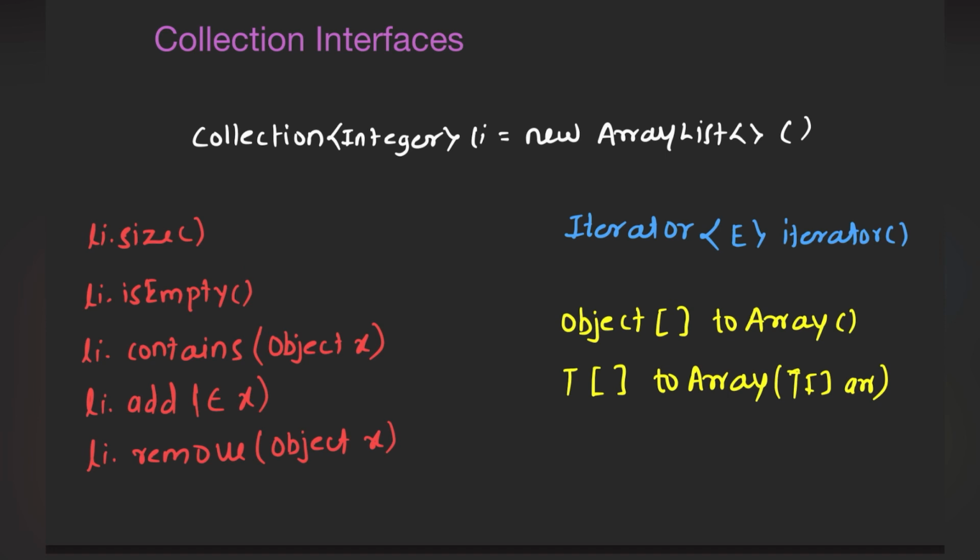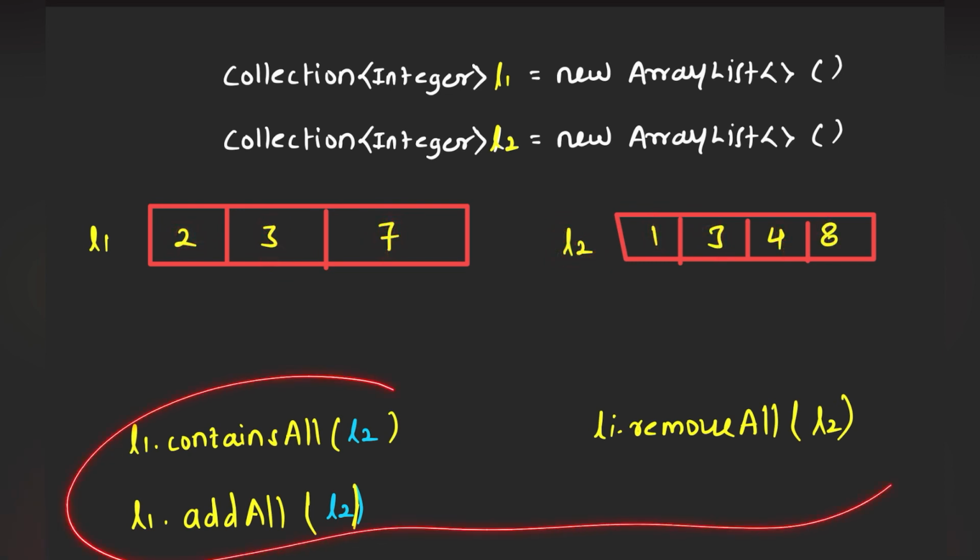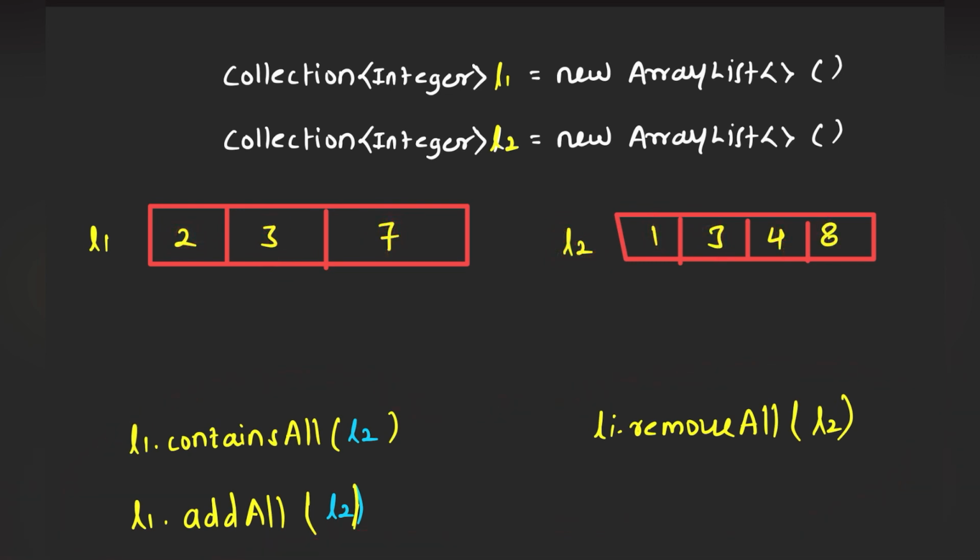Now let's check out some bulk operations on the collection interface. Again I have declared two collections over here. The first one is called L1, the second one is called L2. The L1 list contains the values 2, 3, 7, and the L2 list contains 1, 3, 4 and 8. These are the three inbuilt functions we are going to discuss in this video.